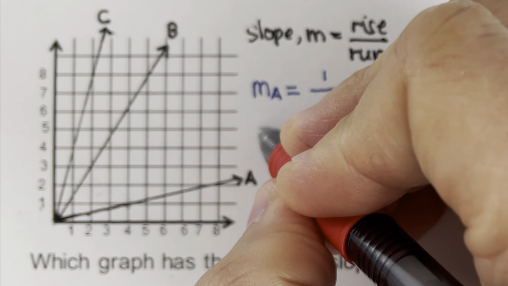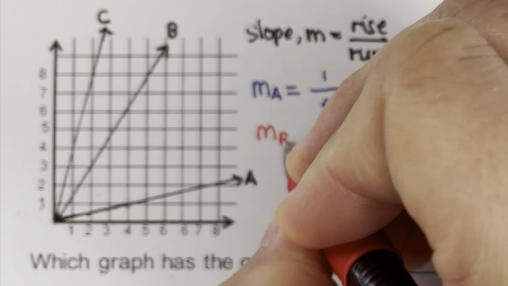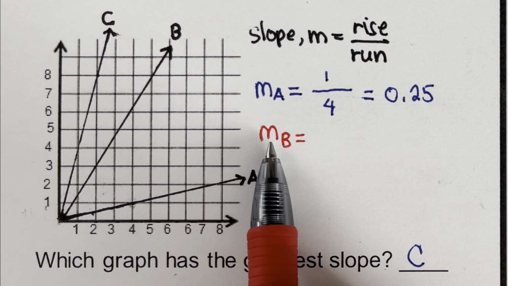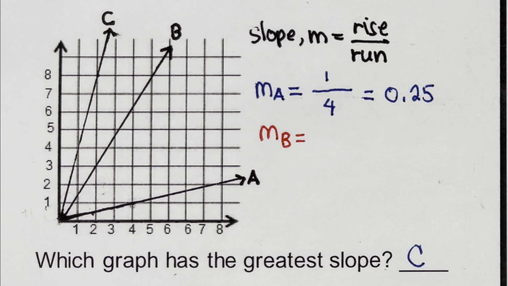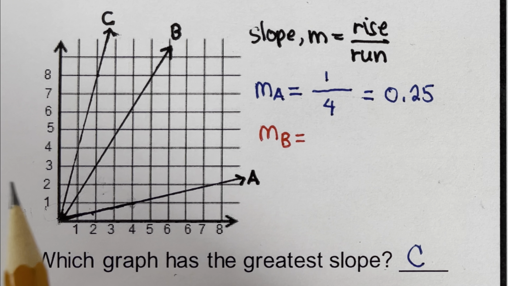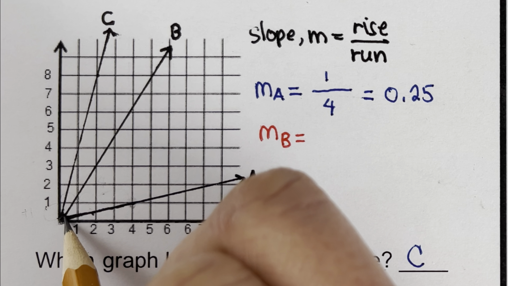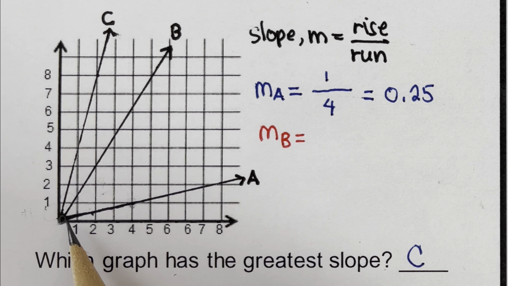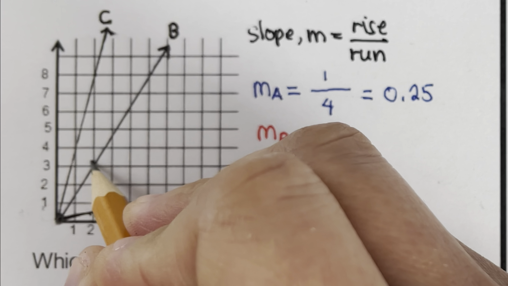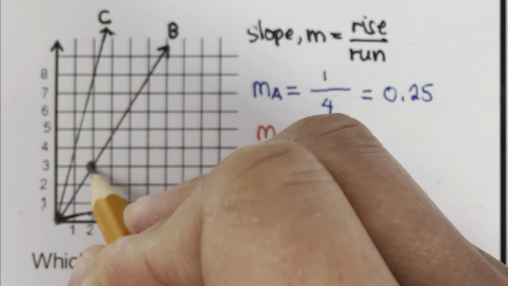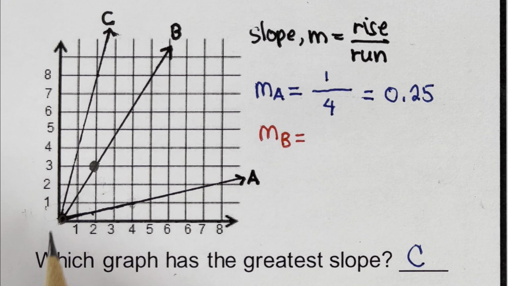Okay, now let's determine the slope of line B. So I'm just going to go ahead and label this as MB, which means this is the slope of line B. Again, it's pretty much the same thing. We are going to look for lattice points. This is the first lattice point right here on the point of origin. Then we trace the graph. The second lattice point is located right here. So then we can count how many steps we go up, or rise, and how many steps we go to the right.